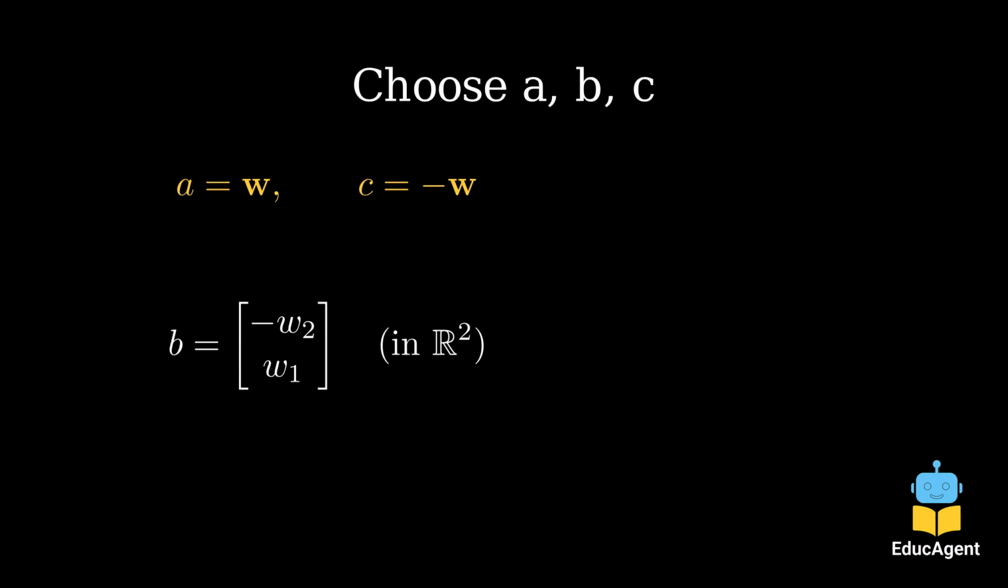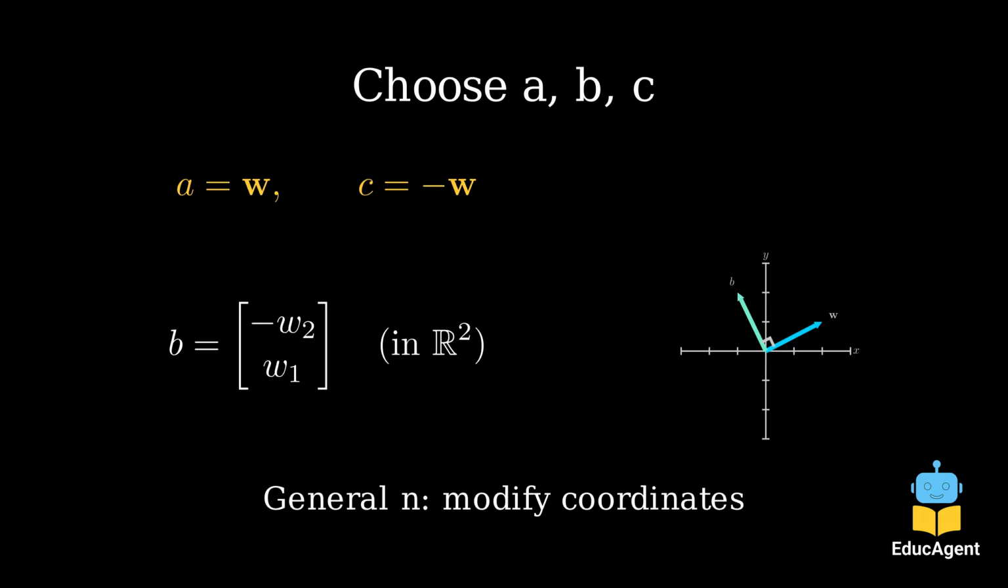For a 90-degree example in R2, take b equal to the column vector with entries minus w2, w1. This vector is orthogonal to w. Take b equals negative w2, w1. Computing the dot product gives b dot w equals minus w2 times w1 plus w1 times w2 equals 0. So b is orthogonal to w and the angle between them is 90 degrees. In higher dimensions, set 2 coordinates to the perpendicular pair and the rest to 0, or choose any non-zero vector whose dot with w is 0.